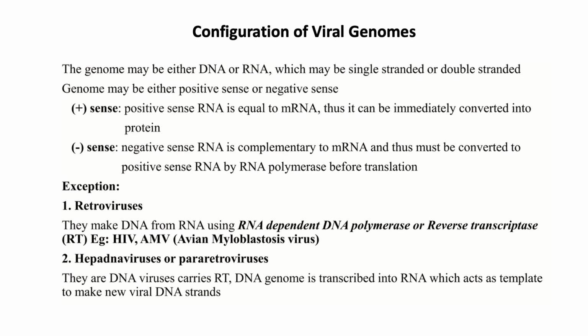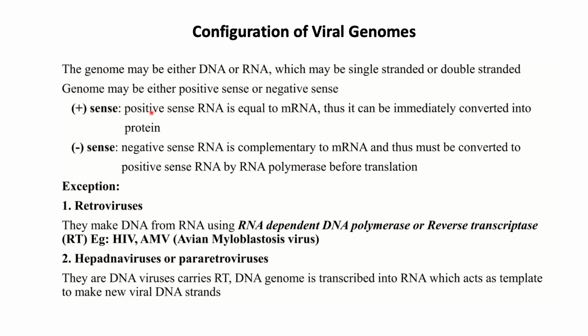Now speaking about viral genomes, which is the nucleic acid component of the virus, the genome may either be DNA or RNA, and this could be either single-stranded or double-stranded. The genome may also be either positive sense or negative sense. Positive sense RNA is equal to the mRNA, so it can be immediately translated into protein. Whereas negative sense RNA is complementary to an mRNA, and first needs to be converted to positive sense RNA by RNA polymerase before translation to proteins. So this is how they infect the host cell.